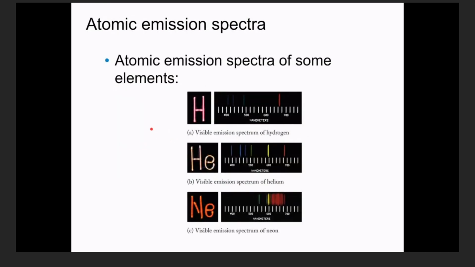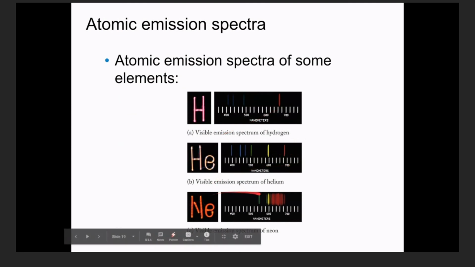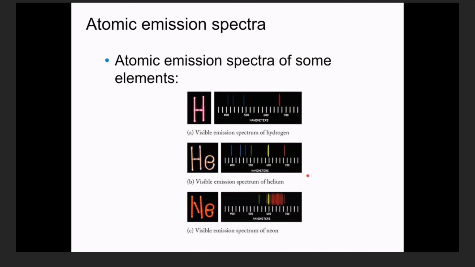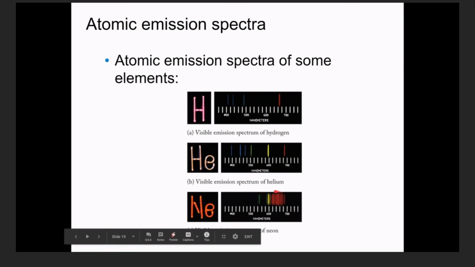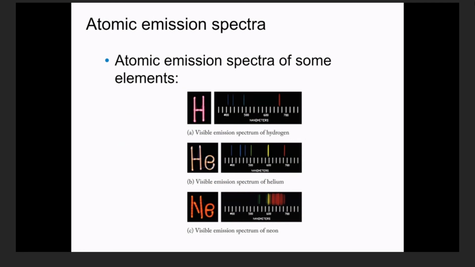So here's an example of emission, and then we'll look at some absorption spectra. These are atomic emission spectra of some elements. Here we have hydrogen, and you can see you just get these very specific lines. Then helium, you get some more, and neon, you get all these other ones. The reason is we have more and more electrons. We'll talk more about that, but it gets more and more complicated when you have more electrons. The electrons just make everything super complicated.